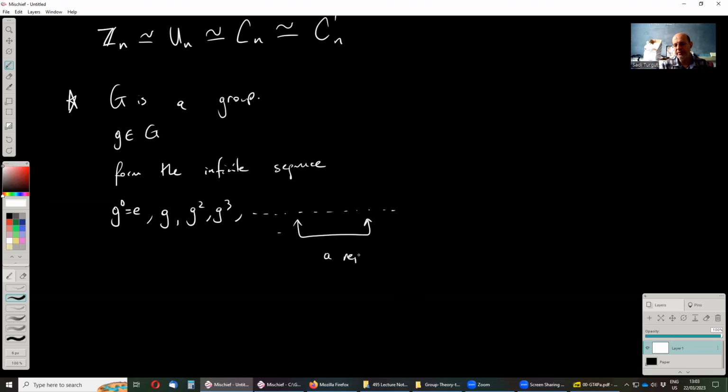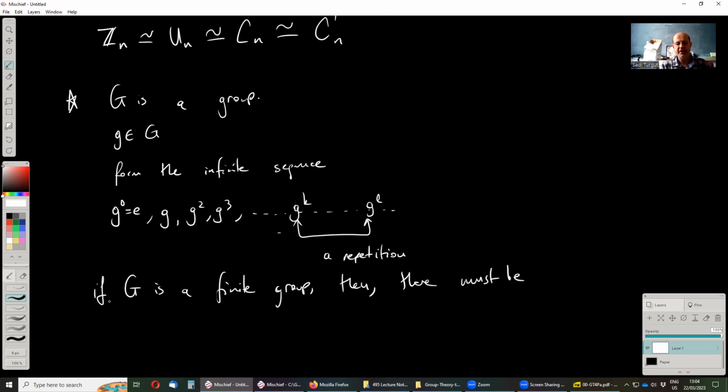A repetition. I mean, are there some elements in here like the kth power and the Lth power? Are they equal to each other? Right? There are different situations. So if there are no repetitions, for example, in that case, the group must be infinite because all of these are elements of the group. Right? If G is a finite group, then there must be repetitions.